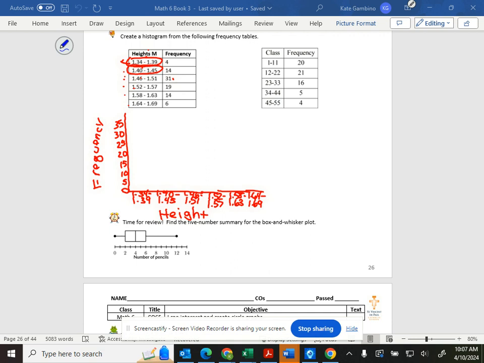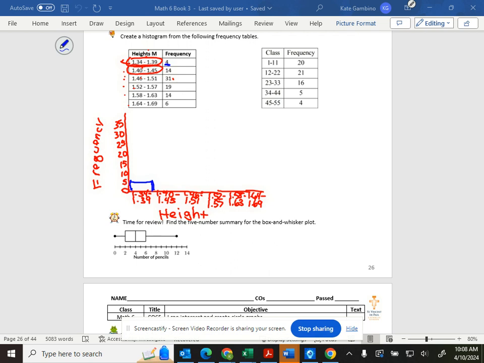So for the 1.34 to 1.39, what is my frequency? How high up do I want to make that bar? Somebody said, say it louder. 4. So there's a frequency of 4, so I'm going to go up just below that 5, and I'm going to make my bar. And notice how I made it go all the way out, so I'm going to be touching the next bar. I'm not making it skinny because with histograms, we want to touch our bars.